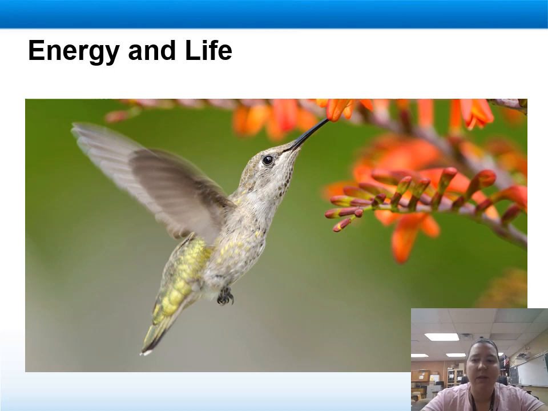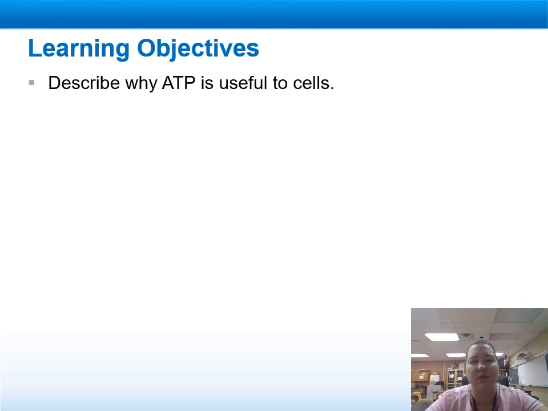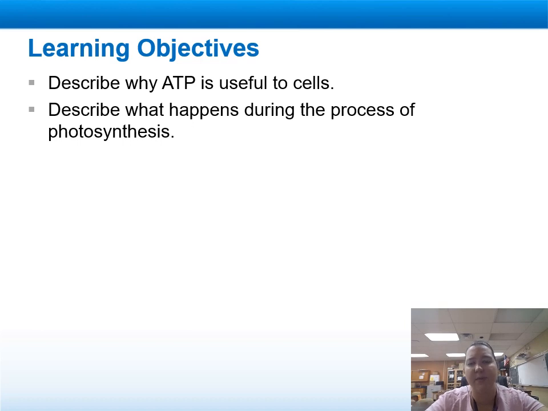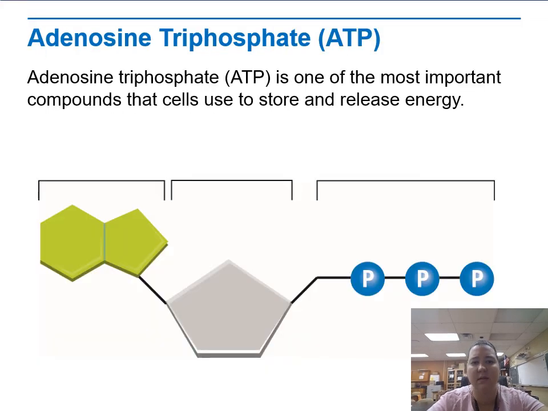Welcome to Unit 4, Lecture 2, Energy and Life. We're going to be focusing in Unit 4 in general on how organisms make energy and how organisms use energy. So we're going to talk about that. Learning objectives: describe why ATP is useful to cells, and describe what happens during the process of photosynthesis.